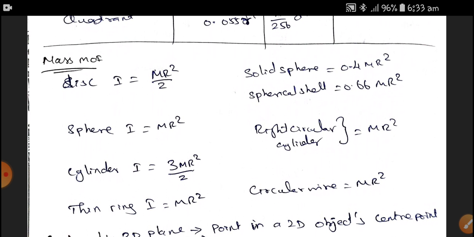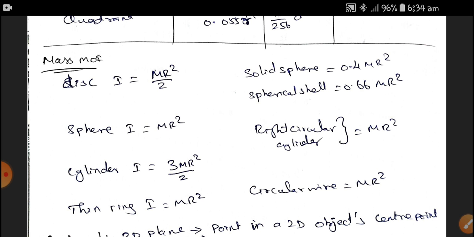I'm going to give the mass moment of inertia of some bodies. First, the mass moment of inertia of a disk. This disk and sphere we can see in the flywheel. On the flywheel, I theta, where I is the mass moment of inertia. For the disk, I is equal to mr square by 2, and for the sphere, mr square.